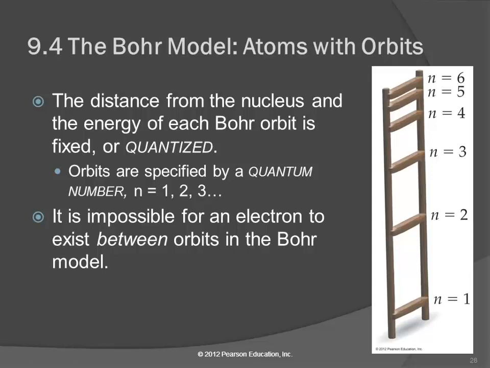Yes, we'll talk about that in a minute, about them giving off light. So these different orbits have different distances from the nucleus, and they have different energy levels. If we think of this ladder in terms of potential energy, as we go up the ladder, we're gaining potential energy. As we're getting farther above the ground, your potential energy is greater.